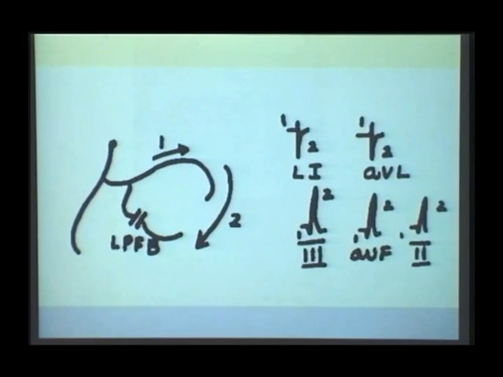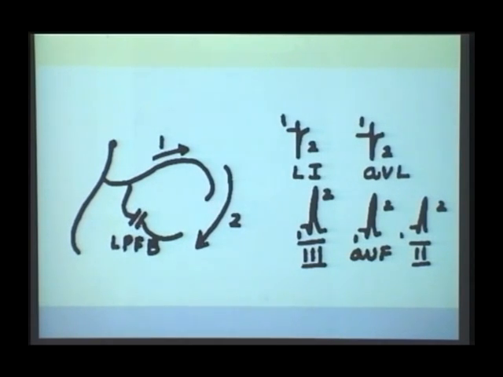It's the same diagram. So here my posterior fascicle is blocked. So my initial vector will be going through the intact left anterior fascicle, up and left. So this will result in a small initial positivity in L1 and AVL, and initial small negativity, because this vector is going up and left, away from my inferior leads. L2, L3, AVF will show a small initial negativity, and this will show initial small positivity.